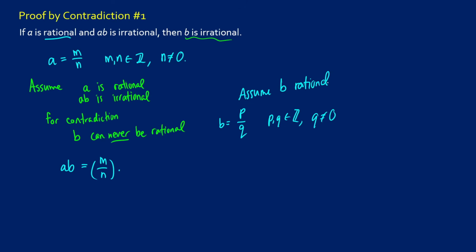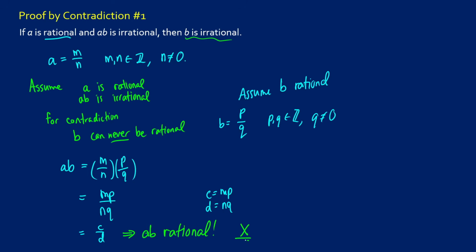Let's show that's impossible. So A times B would then be equal to M over N times P over Q. But this means that we have a number MP over NQ. And all we really need to do in this case is say, okay, I'm going to let C be the number MP, and I'm going to let D be the number NQ. And suddenly we have AB written in the form C over D. So this says that if B is rational, then AB is actually rational.